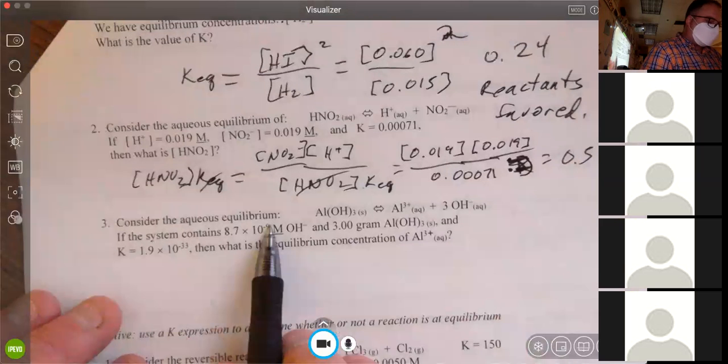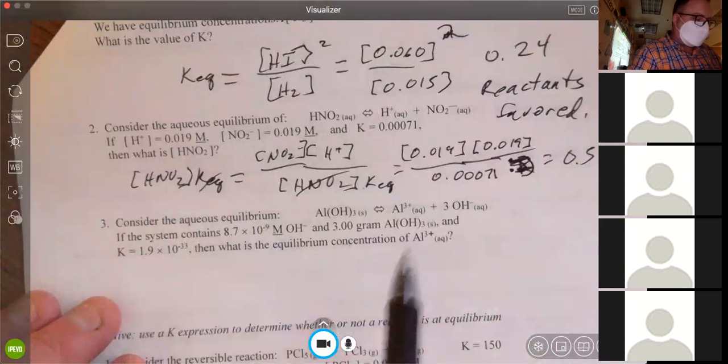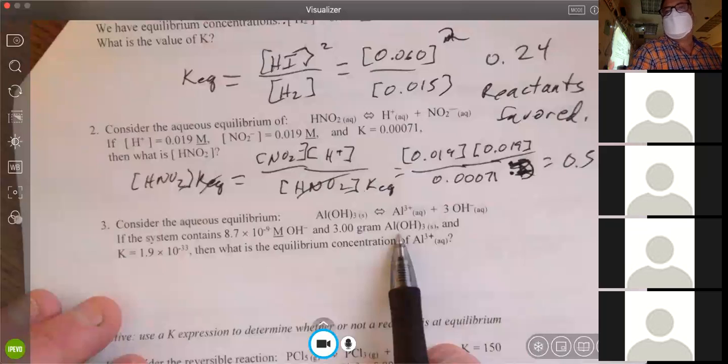Consider the aqueous equilibrium here. The question in class was, do we have to figure out the molarity of the Al(OH)3?